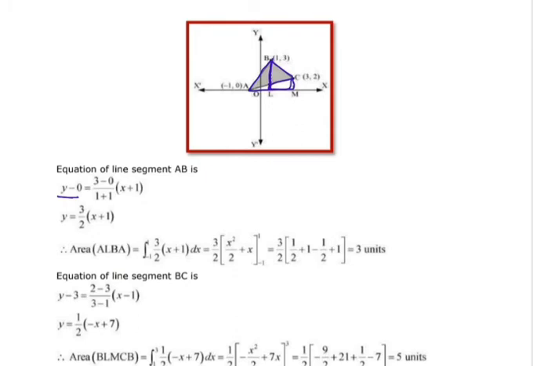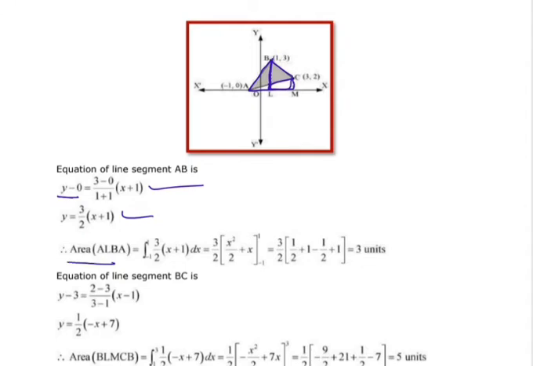already you know the formula for the equation of a line segment, that is y minus y1 equals y2 minus y1 upon x2 minus x1 into x minus x1. The values are already given: it is 0, 3 minus 0, that is 1 plus 1, x plus 1. So the y value we are getting here is 3 by 2 x plus 1. The equation of line segment AB we are getting here.